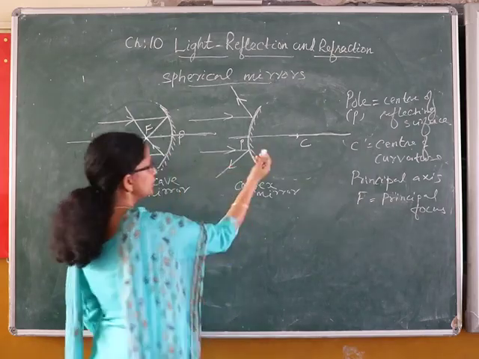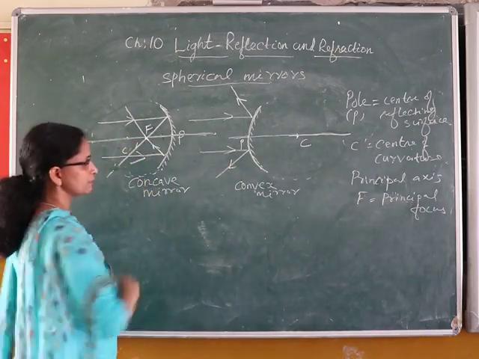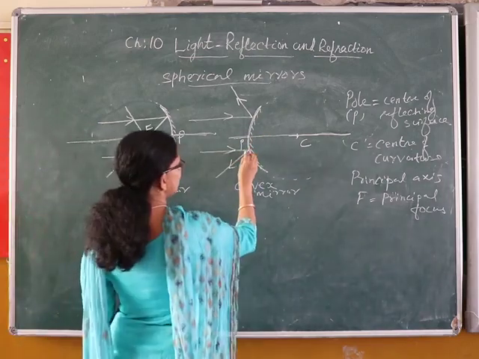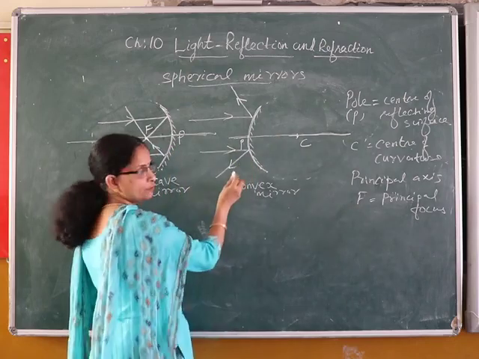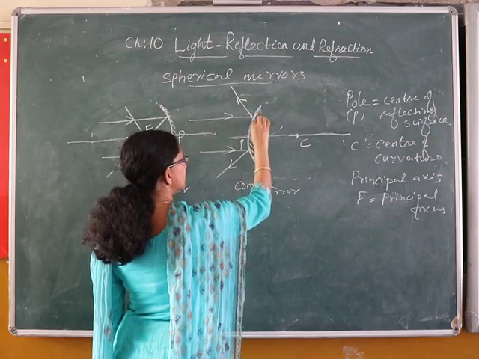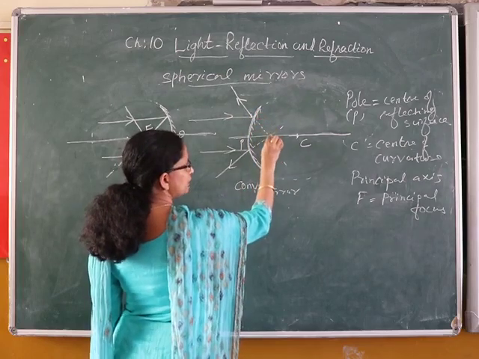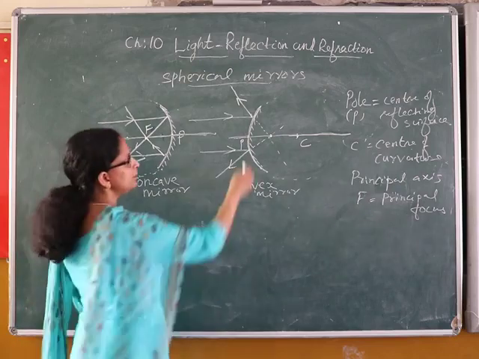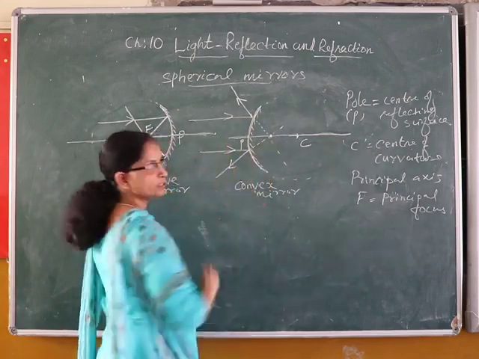Here the light rays reflected back diverge away. And if we extend these reflected rays back, we can see that they appear to come from a common point. They are not actually meeting; they appear to come from a common point on the principal axis.